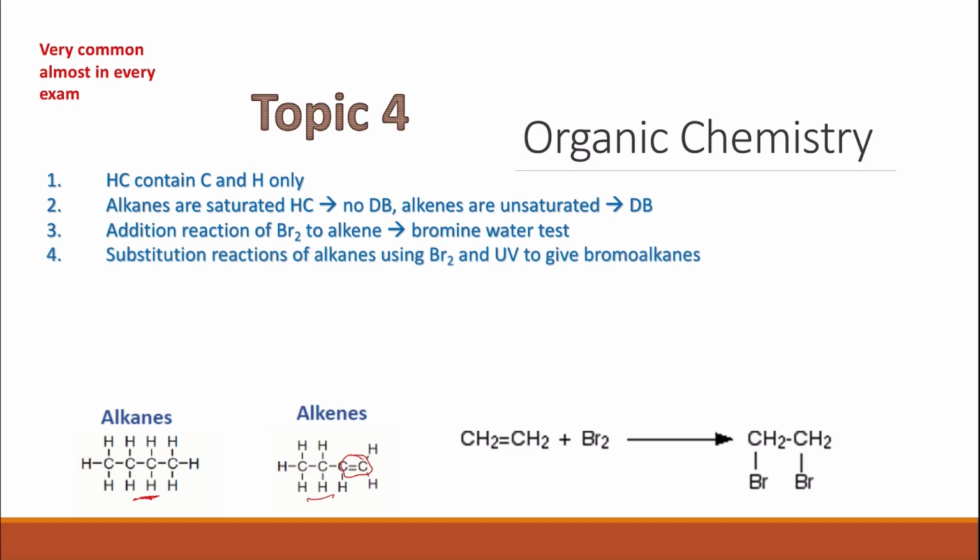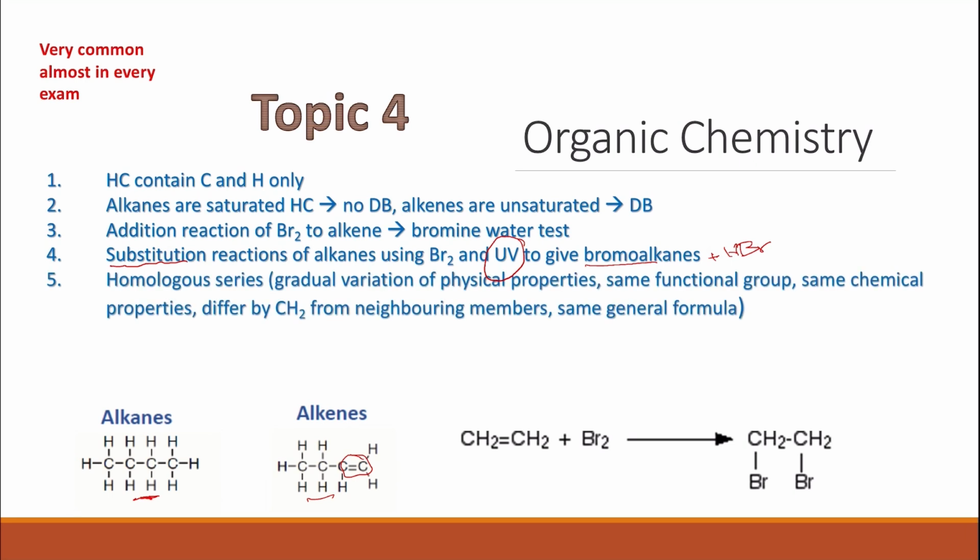And then the substitution reaction of alkanes using bromine and UV light. In every single exam, they always ask about this reaction. They ask what the reaction is called. This is called a substitution reaction. What are the products? A bromoalkane, plus hydrogen bromide is also produced. And they ask about the conditions, so it's the use of UV light.